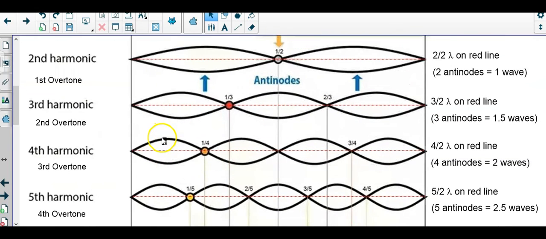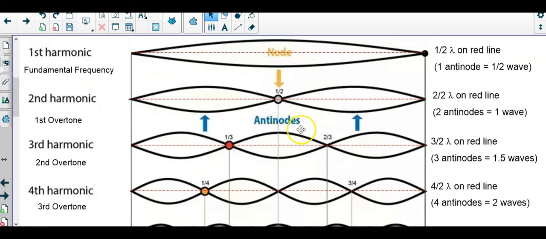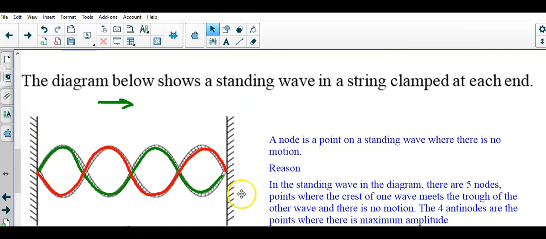And then finally I showed you 2 full sine waves coming in and 2 full sine waves reflecting back. So that is 2 full waves: 1, 2, 3, 4 antinodes. An antinode is the crest or the trough, and that's how you count the number of standing waves. Let me show you one question about standing waves that you'd find on a Regents.